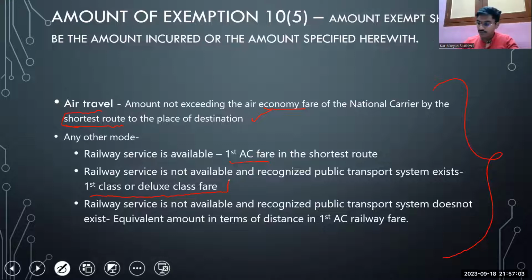அப்புறம் என்ன சொல்றாங்கன்னா, from your place to the destination place, if there is a railway service available, அப்பனா first AC airfare எவ்வளவோ அதை எடுத்துக்கும். If railway service is not available but recognized public transport system exists, then what you should take is the first class or deluxe class fare. If railway service is also not available and recognized public transport system is also not available, then you should take the equivalent in amount in terms of distance in first AC.